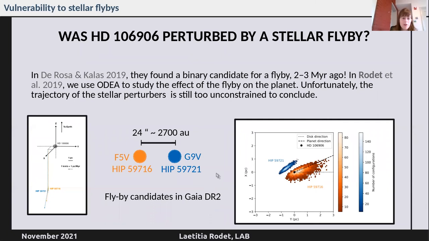passing very close to the host star, like thousands of AU, which is close given that the orbit of the planet is 700 AU. But it could also have been one parsec away. In that case, it would have clearly no impact. So we just need a bit more constraint on the position and velocity of this binary, and we will be able to conclude on the influence of this stellar flyby. If it is indeed a significant flyby, then it would be the only planetary system with a confirmed flyby that impacted the architecture.